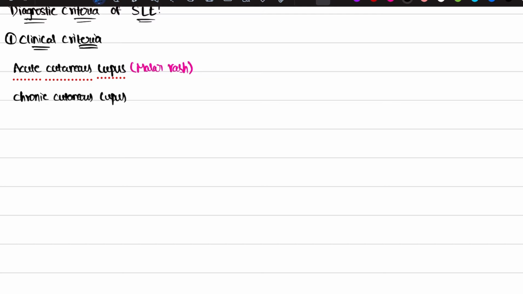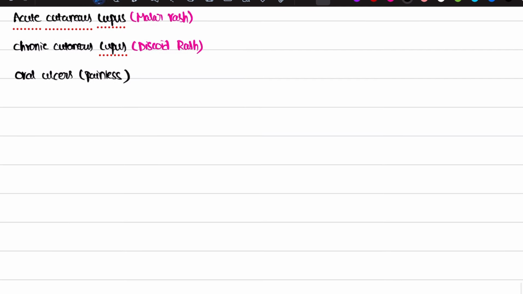Chronic cutaneous lupus, what we have seen is discoid rash. Disc shaped rash, I have already explained you. What was the next one? Oral ulcers. Oral ulcers, you just answer me, are they painful or painless? I am just giving you 10 seconds. You just answer me, the oral ulcers are painful or painless in SLE. So oral ulcers, these are painless. Painless. And what was the next one is alopecia.